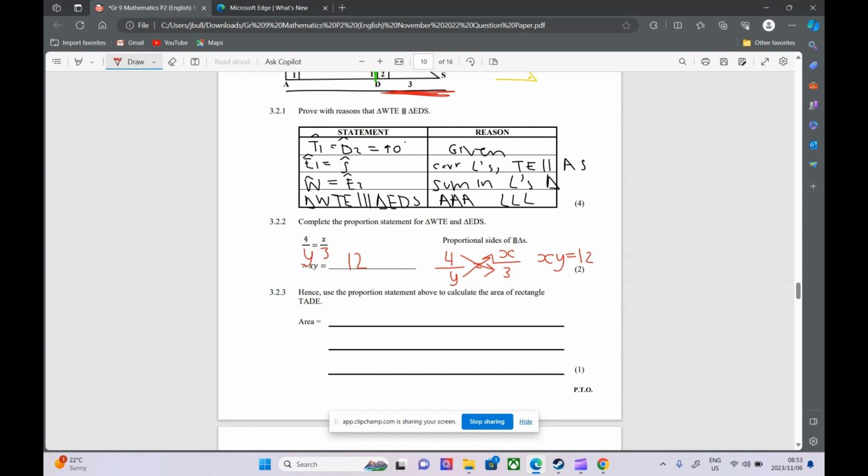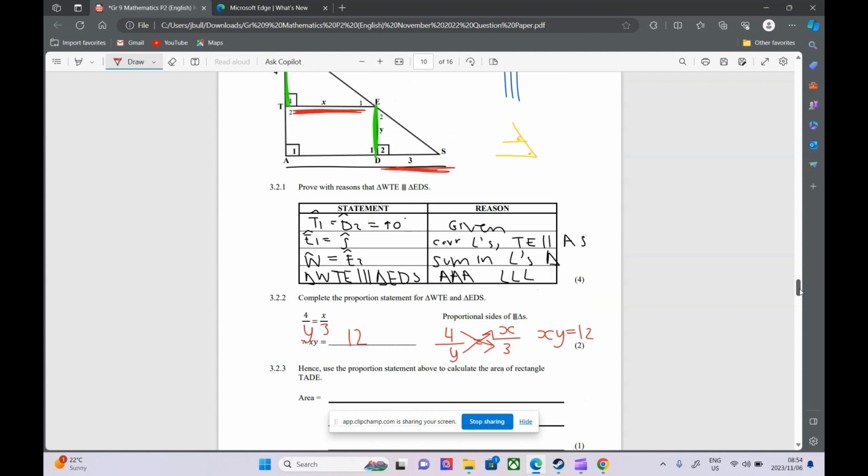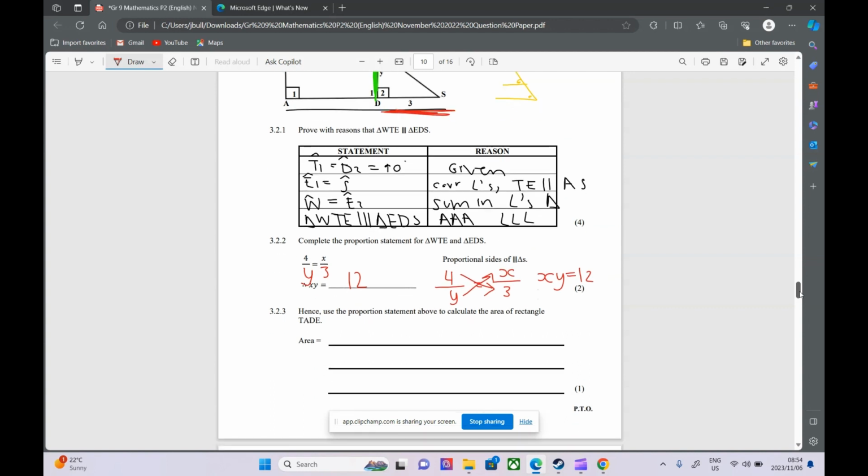Finally then, because we've got this now, they want us to calculate the area of the rectangle TADE. And actually, we have already done this, which is quite strange. If you look at that rectangle, one side is x long, the other side is y long. The area of a rectangle is always the length times the width. So in this case, we go x times y, which gives us xy. And we've already worked that out. So the area of this rectangle, xy, is 12 centimeters.